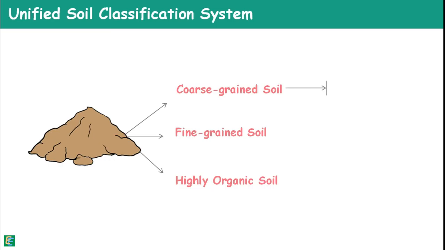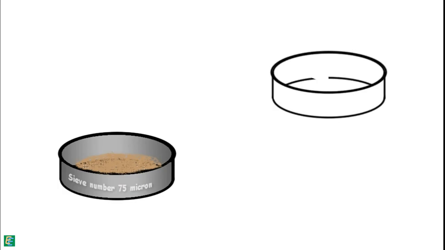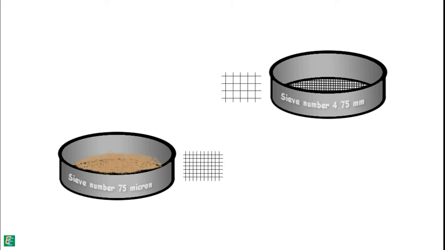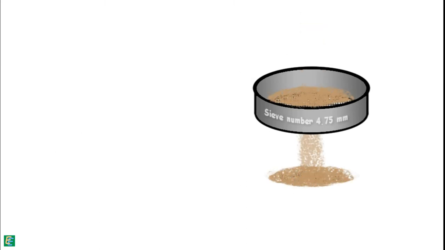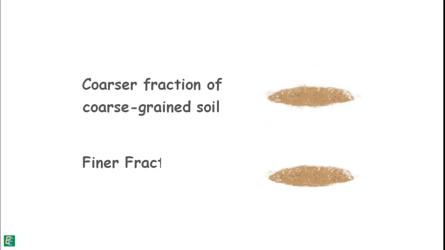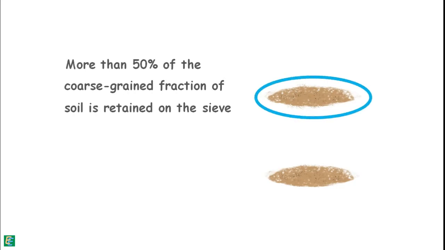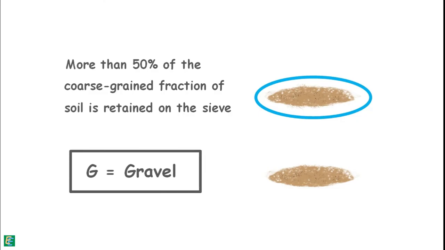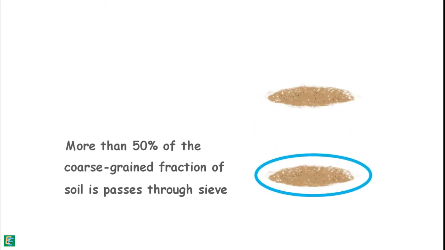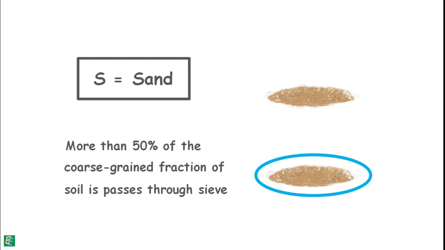Coarse-grained soils are further divided into two categories. We further sieve our obtained coarse-grained soil part using the 4.75 mm sieve. This sieve has larger openings than that which we used earlier. What we are trying to do is to separate the coarser part of the coarse-grained soil from the finer part. If more than 50% of this coarser fraction of soil is retained on this 4.75 mm sieve, then soil is designated as gravel and is denoted with letter G. And if more than 50% of the coarser fraction of soil passes through this sieve, soil is called sand and is denoted with the letter S.